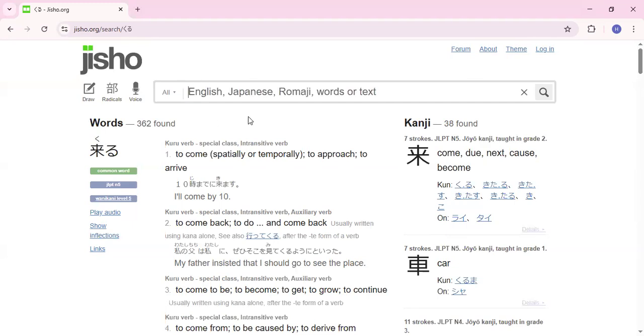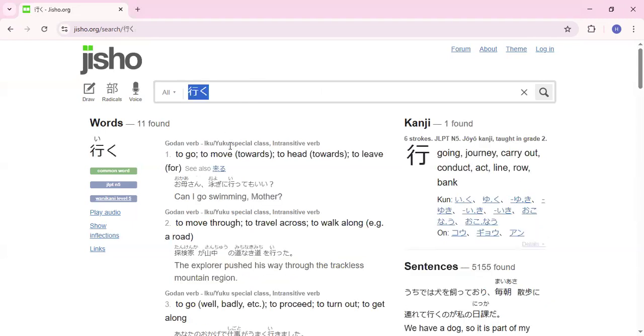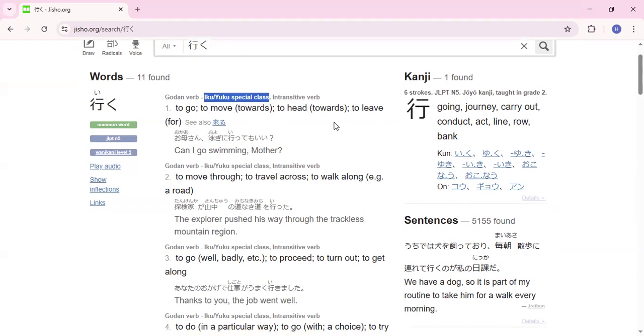Yeah, and that's basic. Okay, now this is where it gets interesting. For example, let's say we have iku, right? Godan verb, iku, yuku, special class. I'm not actually sure why this is. Probably because when it changes, it becomes like itte. I don't know. Honestly, I don't know.